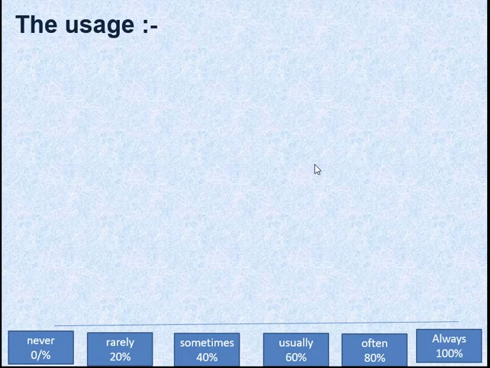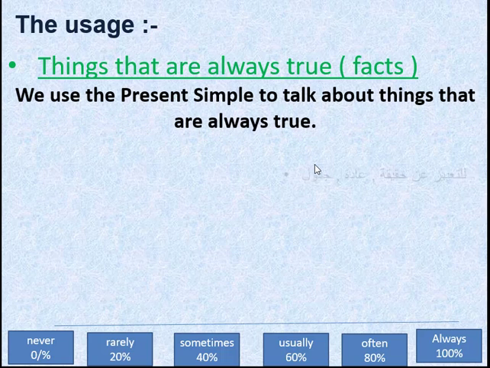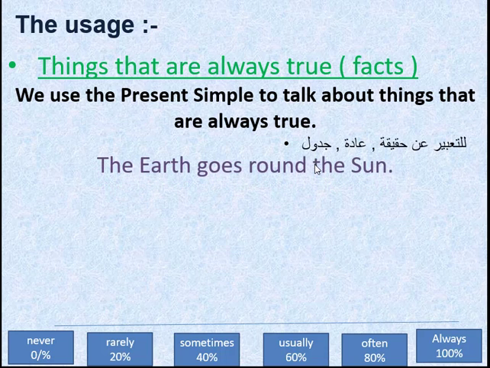The usage. Things that are always true. We use the present simple to talk about facts, to express facts. Like, the earth goes round the sun. It's a fact. I am a student. Fact.